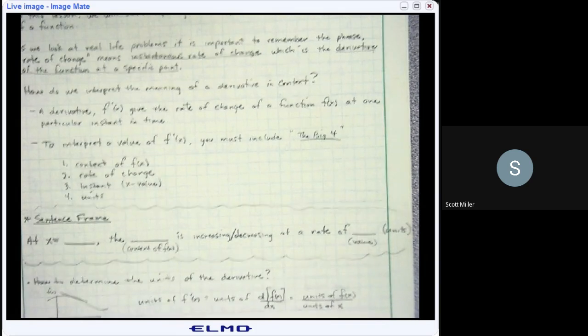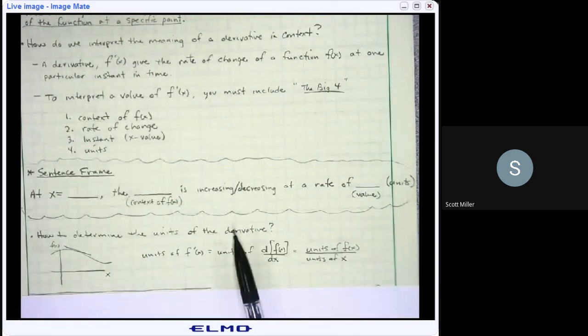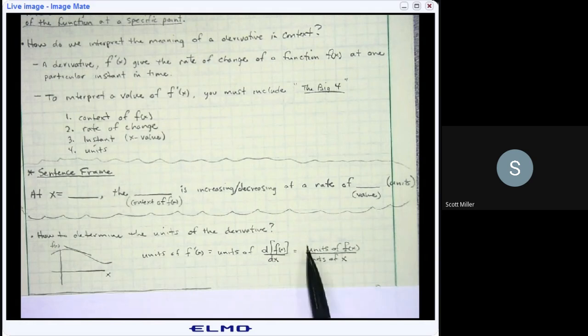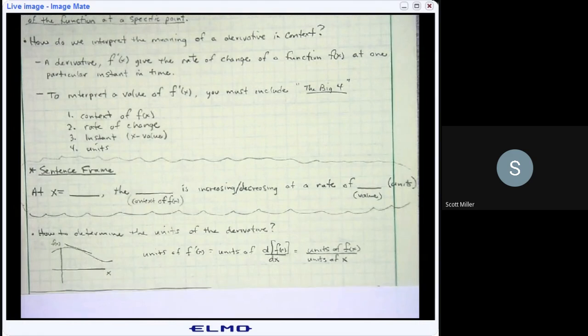How do we determine the units? Okay, so whatever your function is, f of x, has a particular unit. And so the units of f prime of x are the units of f of x, whatever that is, with respect to x, whatever the units are for x. Sometimes it's time, sometimes it's something else. Okay, so it is the units of the function over the units of x, whatever those may be. Very, very important to remember your units. It actually counts at certain points on the AP exam.